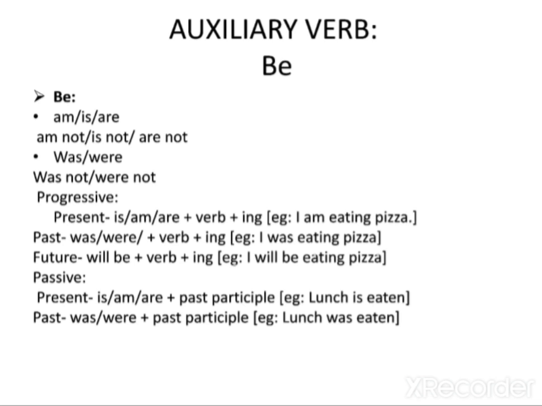So how do we actually use this auxiliary verb? And the answer is we use it in two forms of English grammar. The first form is progressive or continuous. We have present progressive or present continuous, past progressive or past continuous, and future progressive or future continuous.